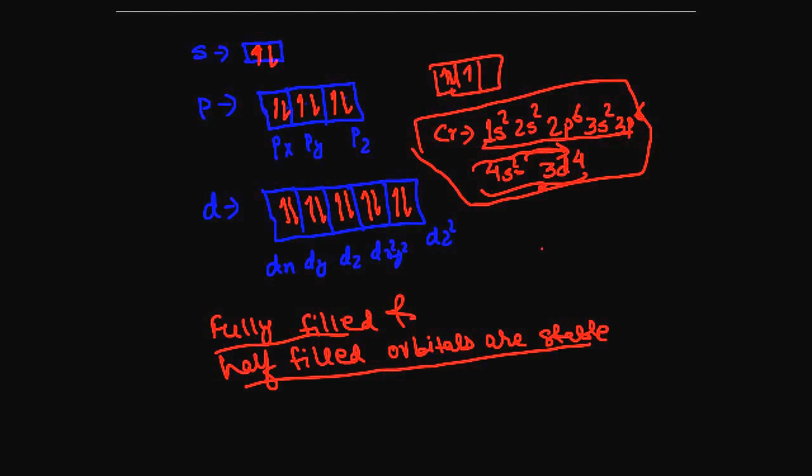But what it really is this: 1s2, 2s2, 2p6, 3s2, 3p6, 4s1, and 3d5. Because we know that, wait a minute, I'll be teaching it more clearly now.